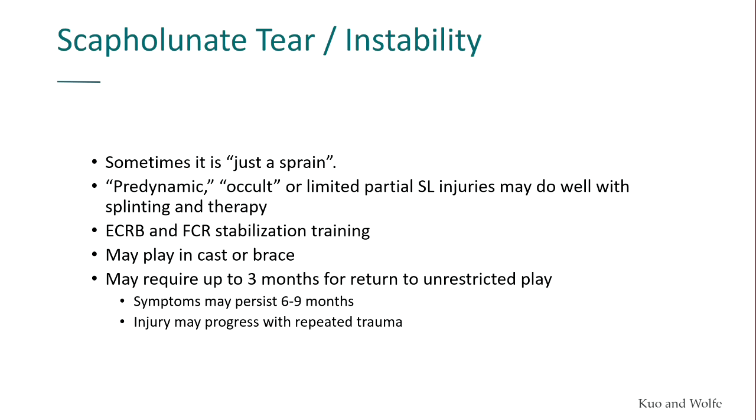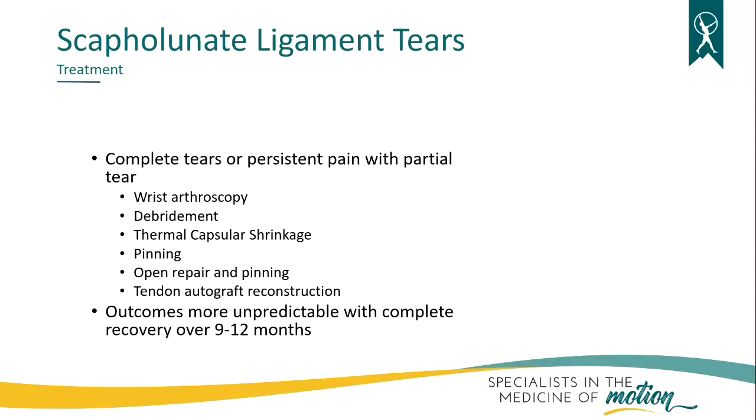Typically a short time of immobilization, perhaps some therapy for wrist extensor and flexor stabilization training, and a lot of times we can let some of these athletes play in a brace or cast depending on what their particular role is. It can take up to 3 months for these symptoms to settle down, and one of the challenges with such a biomechanically complex ligament is that they may have chronic or repeat aggravations that cause wear and degeneration that leads to problems in the future.